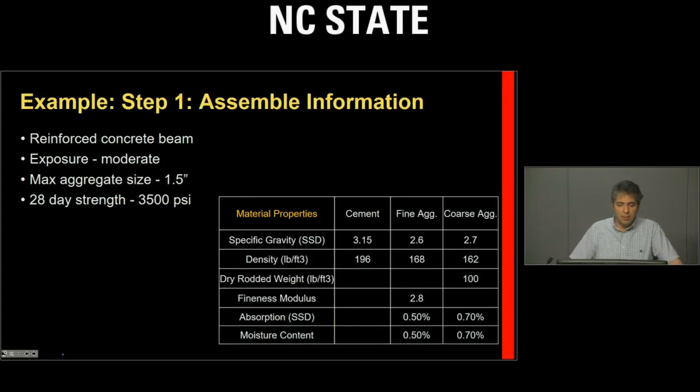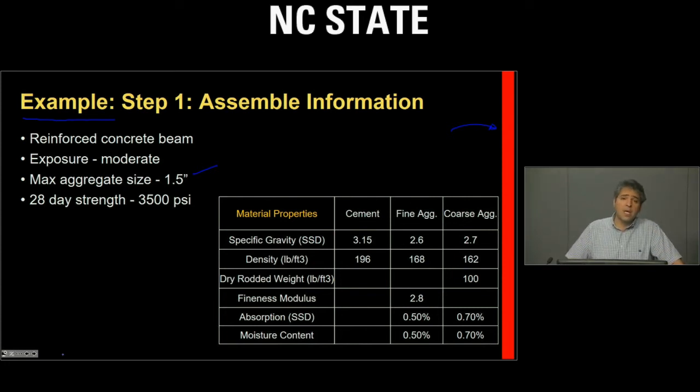Here is an example. You will see that I have identified these examples by a slightly different color in the title, and again, our red ribbon is appearing over here that says that we are solving an example. Okay, so in this particular example, we want to cast a reinforced concrete beam. The exposure condition is moderate, and I will talk about what that means in a second. And the maximum aggregate size is specified as 1.5 inch in this particular example.